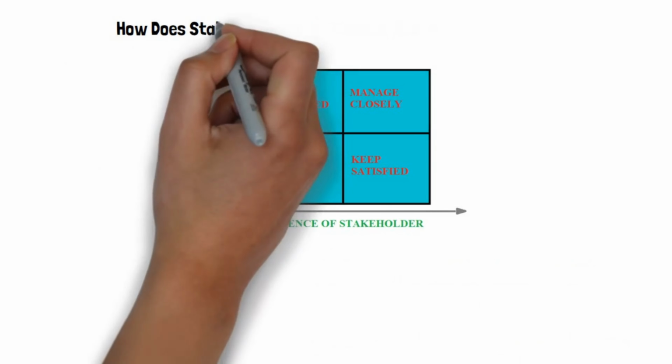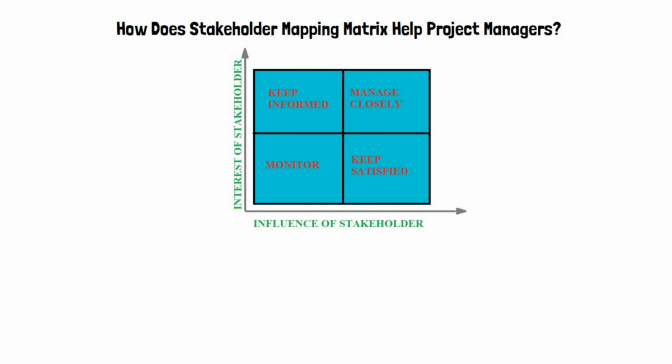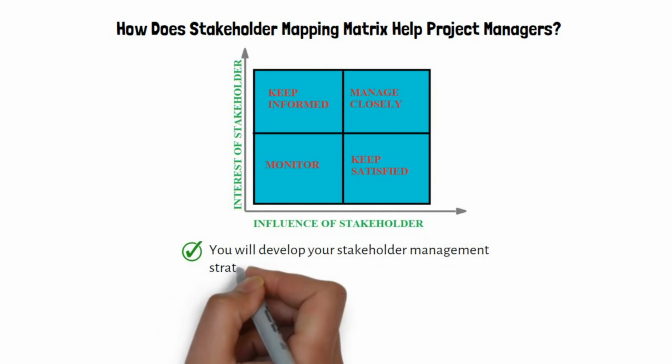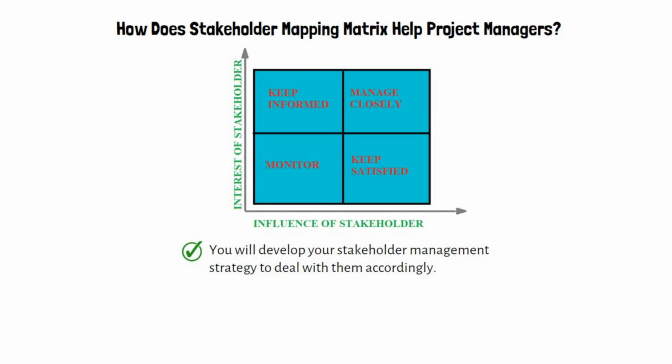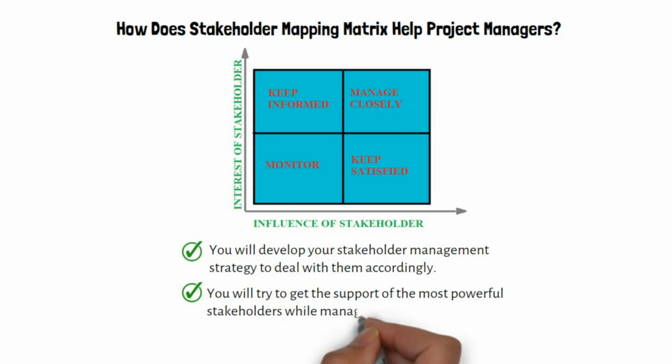How does stakeholder mapping matrix help project managers? When you have analyzed and classified your project's most powerful and influential stakeholders, you will develop your stakeholder management strategy to deal with them accordingly. By the way, you will not waste your time dealing with other stakeholders who don't have any influence and power. In addition to that, you will try to get the support of the most powerful stakeholders while managing your project.